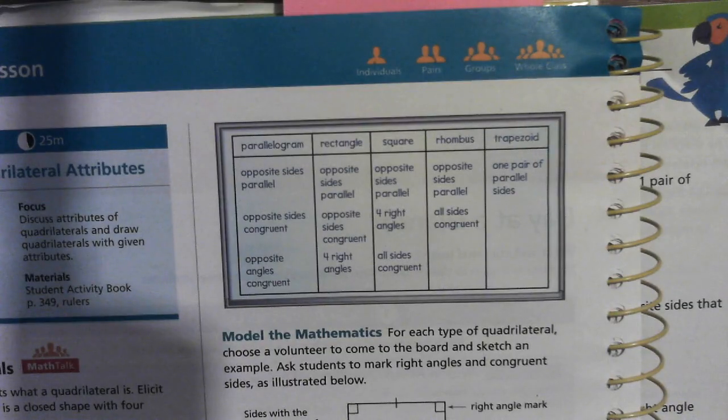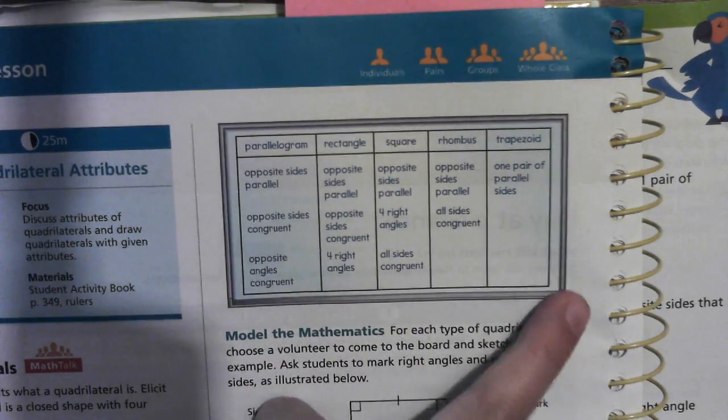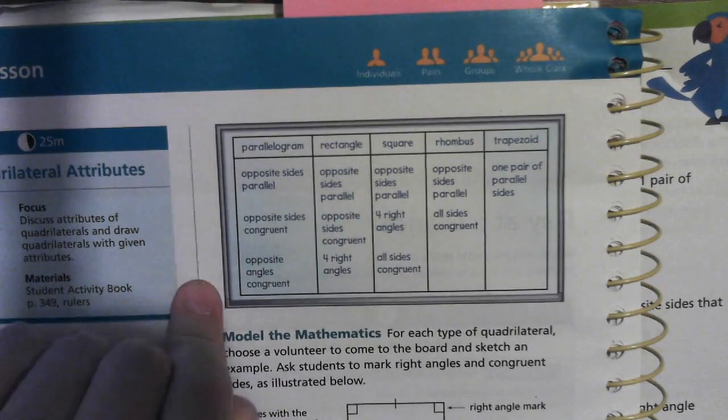Now we're going to move into understanding two-dimensional and three-dimensional shapes and learning how to classify both quadrilaterals. Quad means four, so four-sided figures, as well as triangles. Tri means three, so three-sided figures. I find that this table in the teacher edition of the book is very helpful.